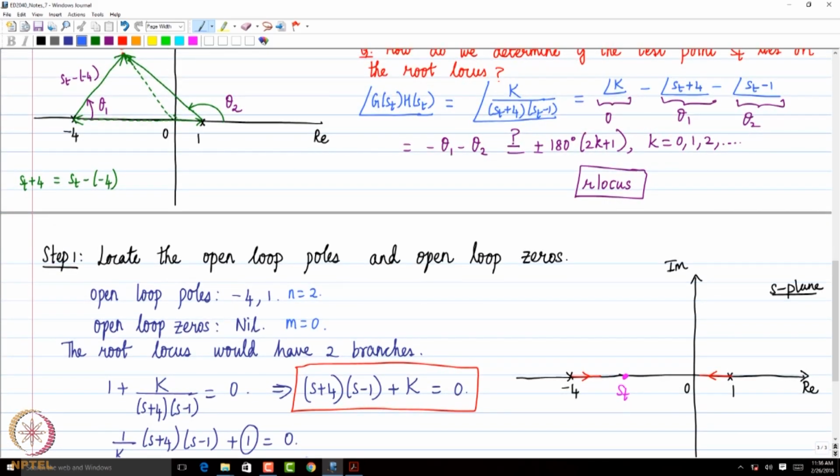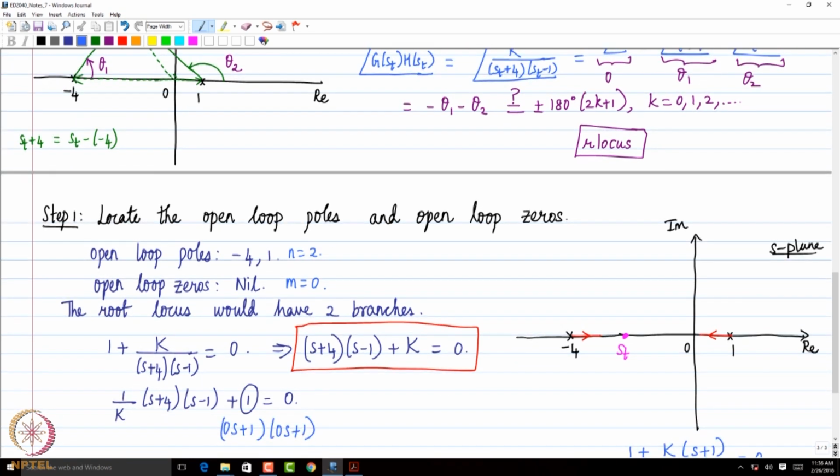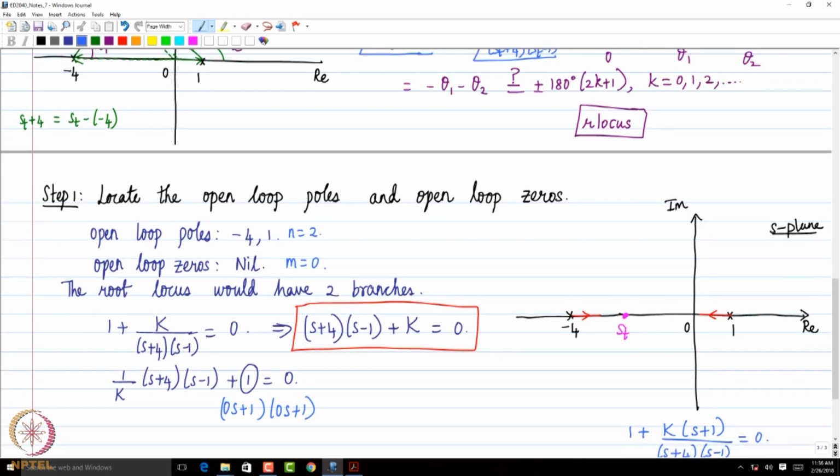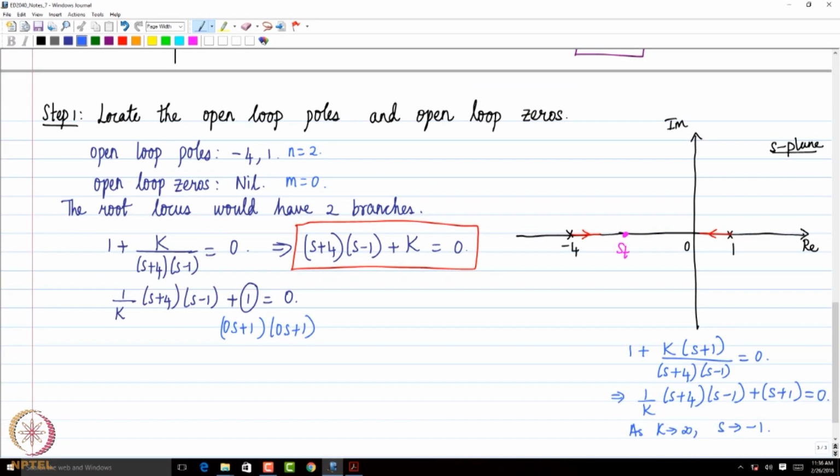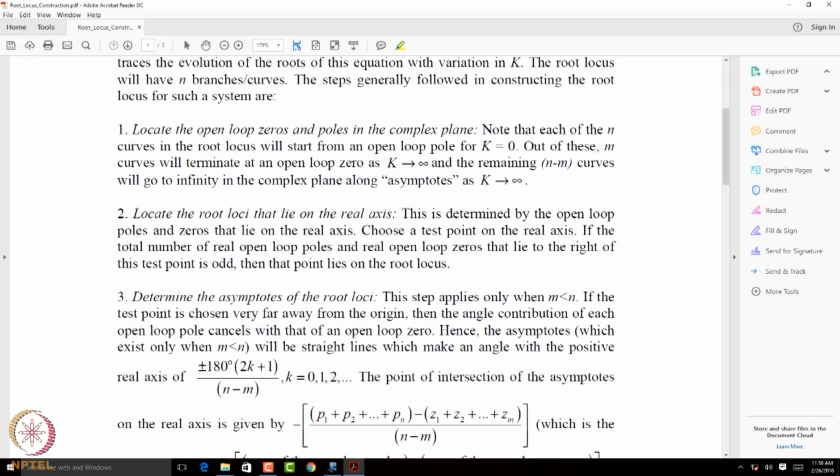So, now we have the set of test points limited in this step. To show you how it started, I use this one. Is it clear? Yeah. There was a third point, right? Here, the remaining n minus m curves will tend to asymptotes as k tends to infinity. So what does that mean? We will come to that in point number 3.